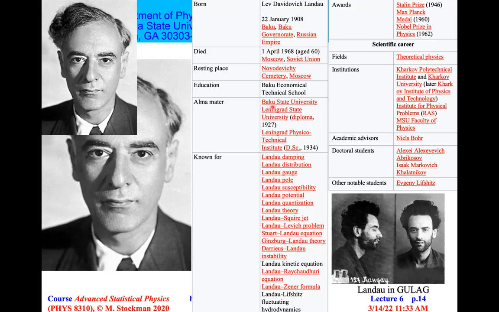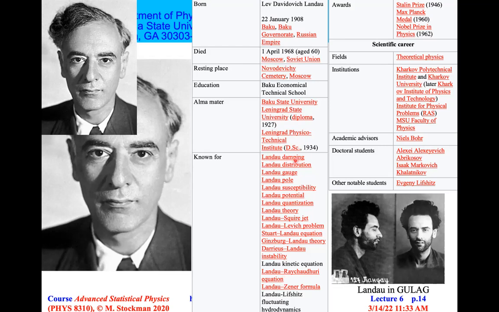If I go to history, he graduated from Baku State University, which is not a good university, but again, talent does not care about school. Eventually, he graduated from Leningrad, now St. Petersburg State University, and he got his PhD from the Physico-Technical Institute, today called the IOFA Institute. And these are his scientific results.